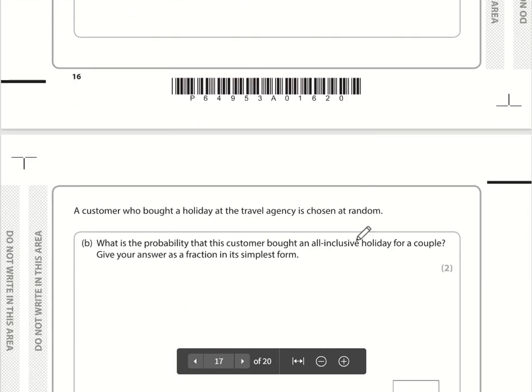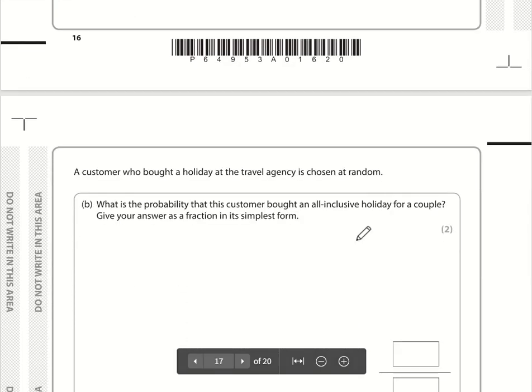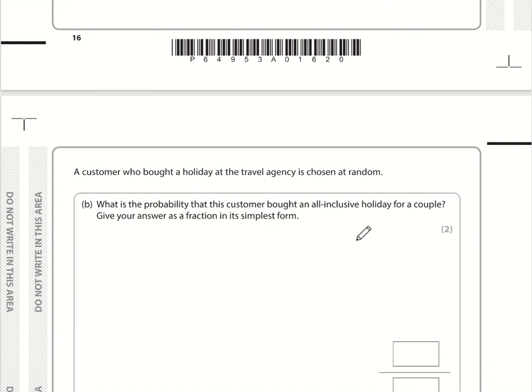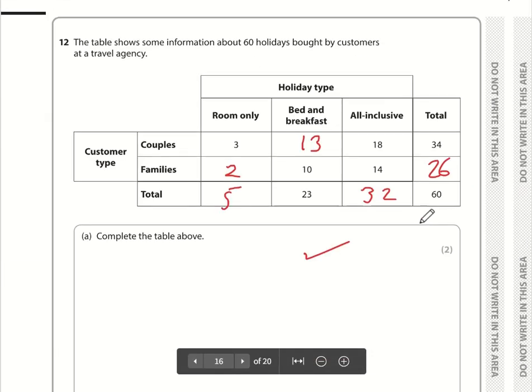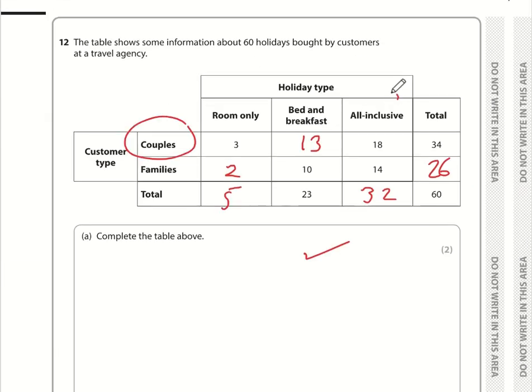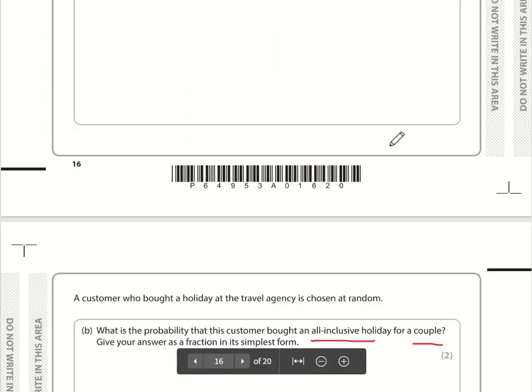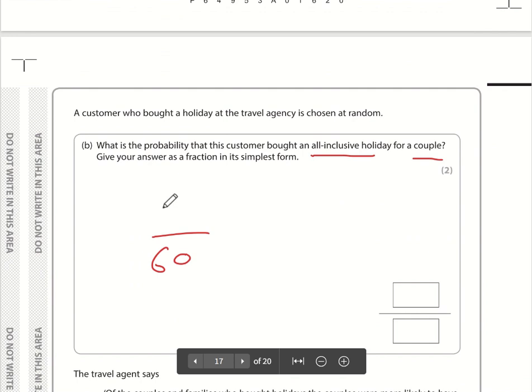Part B, what's the probability? So a customer who bought a holiday at the travel agency is chosen at random, so any customer. What is the probability that this customer bought an all-inclusive holiday for a couple? So how many out of the 60 were a couple all-inclusive? Okay, so let's take a look. So couple all-inclusive is 18. So there we have it. That is going to be 18 out of 60.